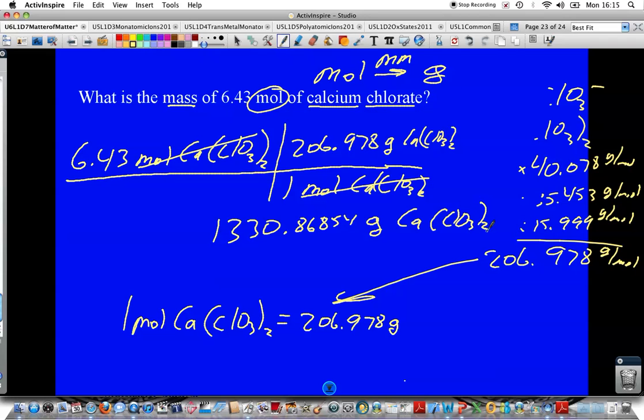Now, significant figures. I'm going to look at my numbers. This 6.43 has 1, 2, 3 sig figs in it. My 206.978 has 1, 2, 3, 4, 5, 6 sig figs. Whenever you do multiplication or division, you go by the least number of sig figs. So that 6.43 has 3, that's the least number. So I'm going to count over 1, 2, 3, and round it at that 3.